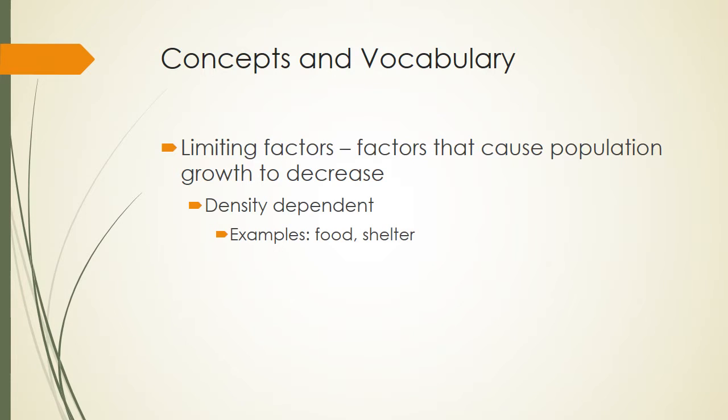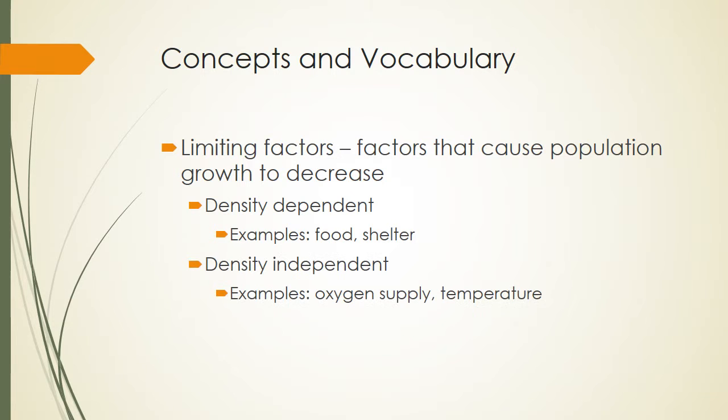Density-dependent limiting factors depend on population density. Think of this as the population grows, a certain resource becomes scarcer, which limits population growth. Examples of this are food and shelter. Density-independent limiting factors do not depend on population density, so they affect a population regardless of the population size or density. Examples of this are oxygen supply in normal circumstances and temperature.